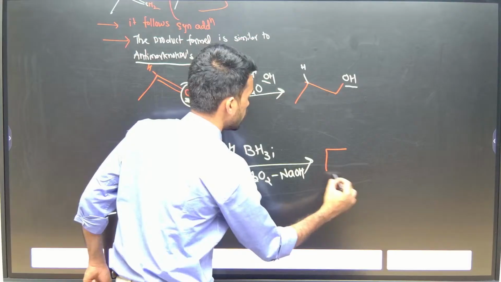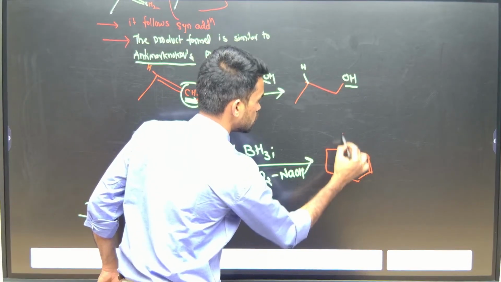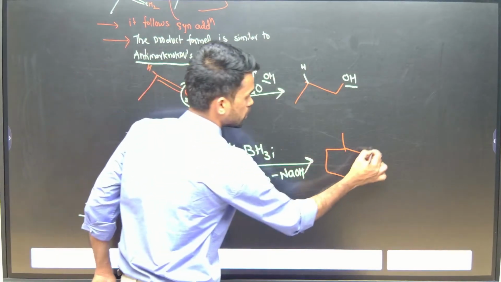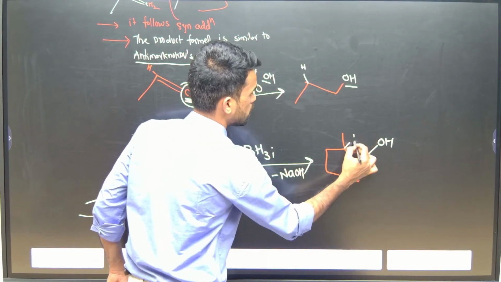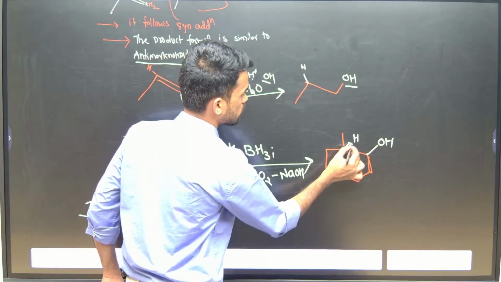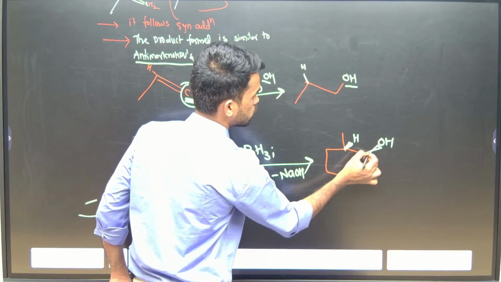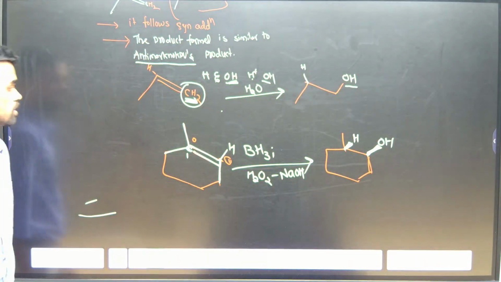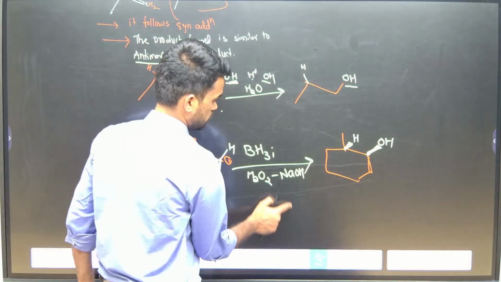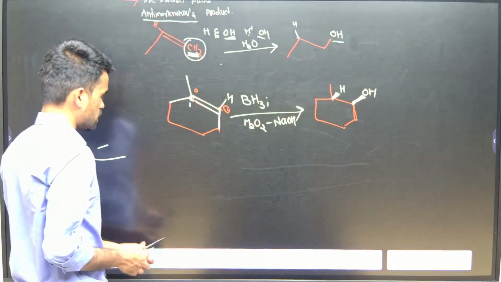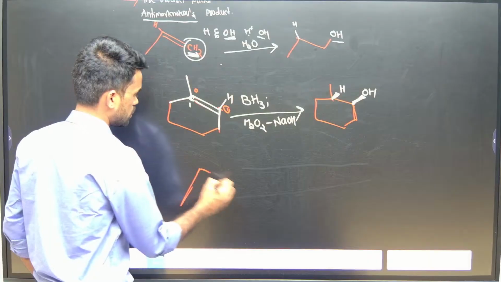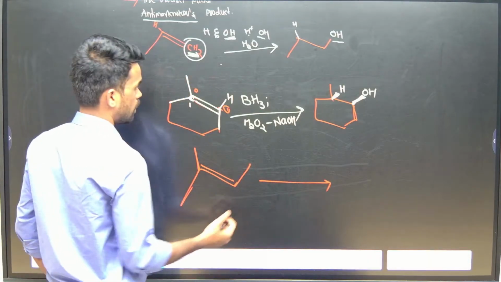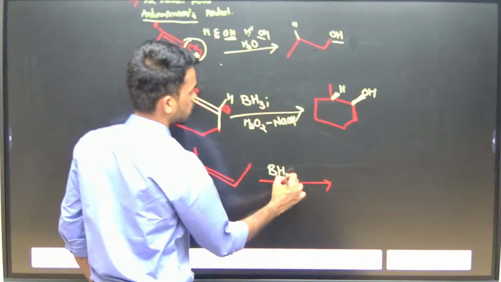It means the OH group goes to which carbon here? The second carbon gets OH, and the first carbon should be added with hydrogen. They should be either both from above the plane or both from below the plane. Like this you should mention it. That is how you need to write it. And one last question I'm giving you. Just tell me, where do you need to add H? Where do you need to add OH?